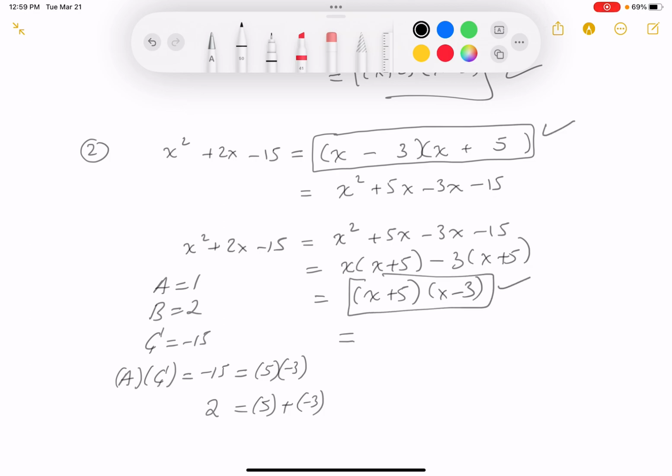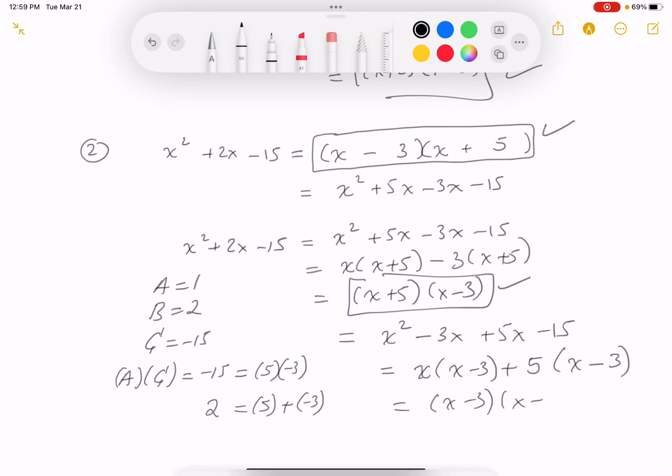Now someone could say, what if I did a different grouping? What if I did this one over here? X squared minus 3x plus 5x minus 15. Well, if you did that, the first two terms, factor out an x, you get x minus 3. For the second two terms, factor out a 5 from that group, which would be x minus 3. Do they have a factor in common? They do. It's x minus 3. What's left over? X plus 5.